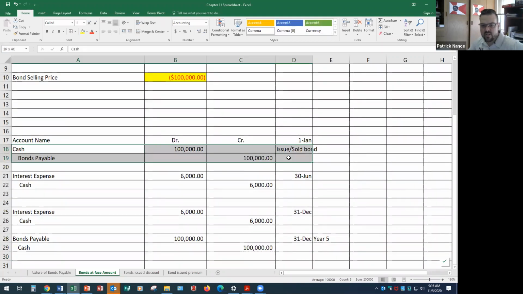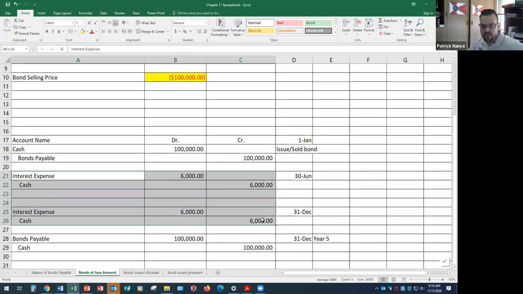So this is the initial issuance. These are 2 examples of interest payments. Remember, I'd have 2 a year, in this case for 5 years. And I would then pay off the entire face amount of the bond payable at the end of year 5. The next video, we'll talk about bond discounts.